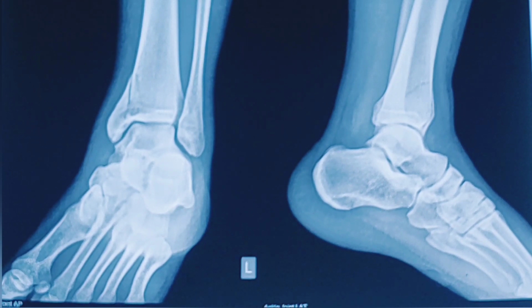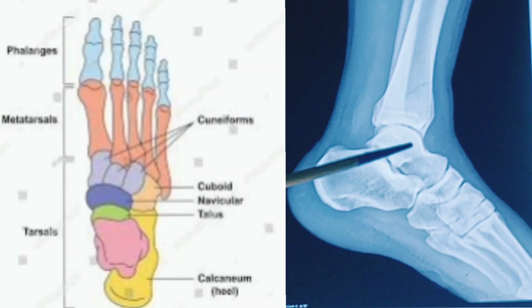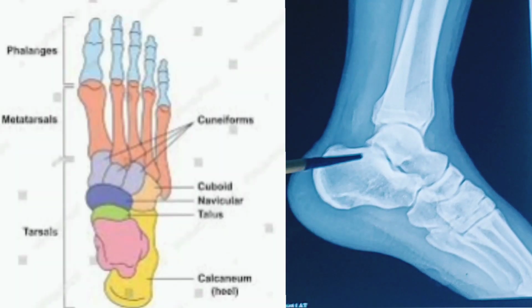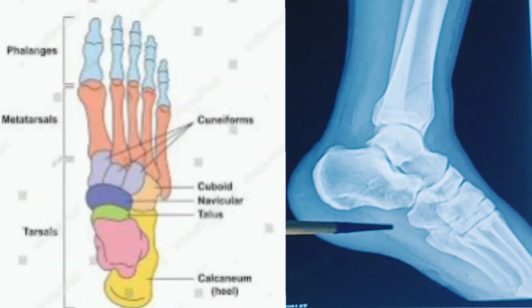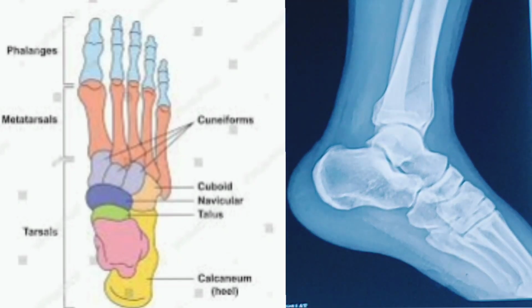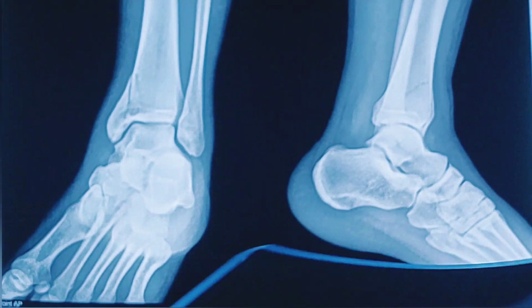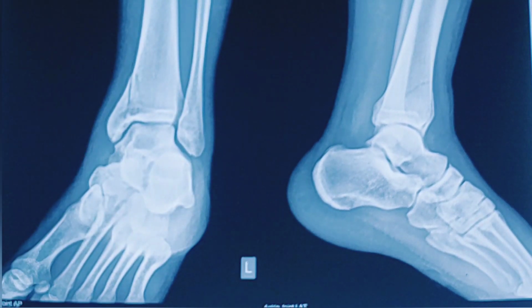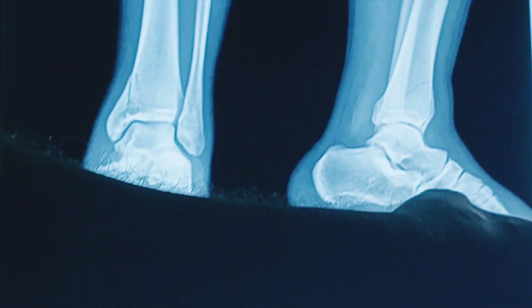Now we will discuss the bones of the foot. All these are the bones of the foot, and proximally there are tarsal bones, then metatarsal bones, then phalanges. I will show you another X-ray film which is mainly of the foot.